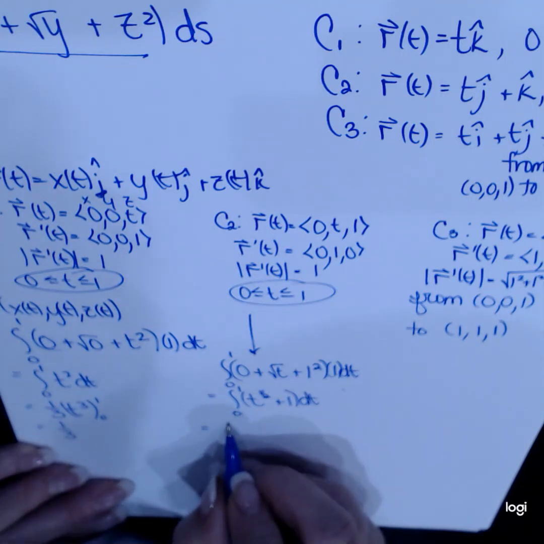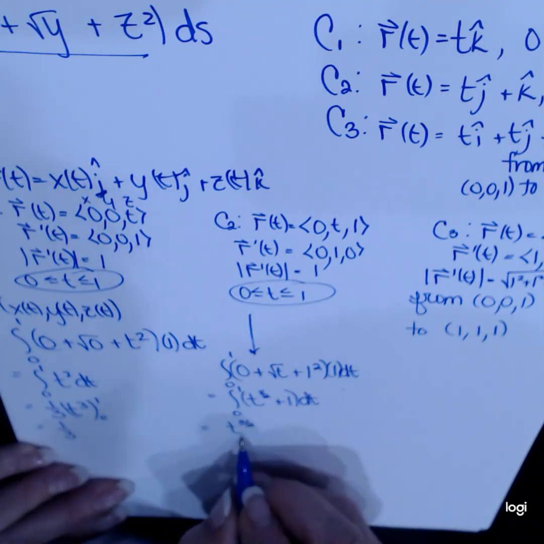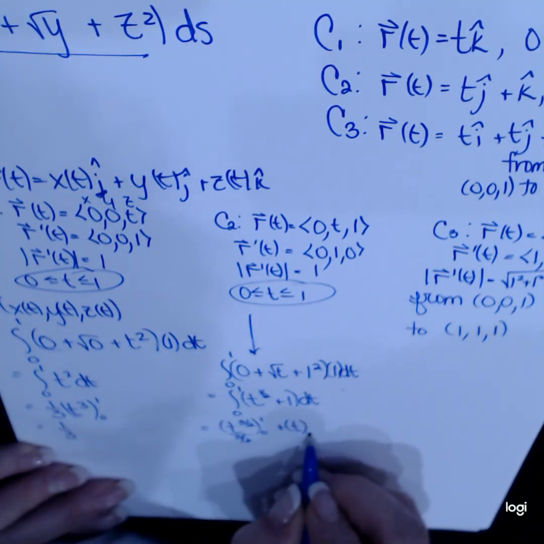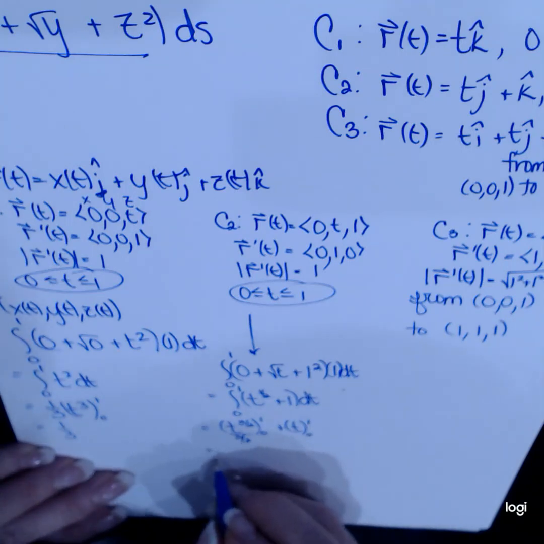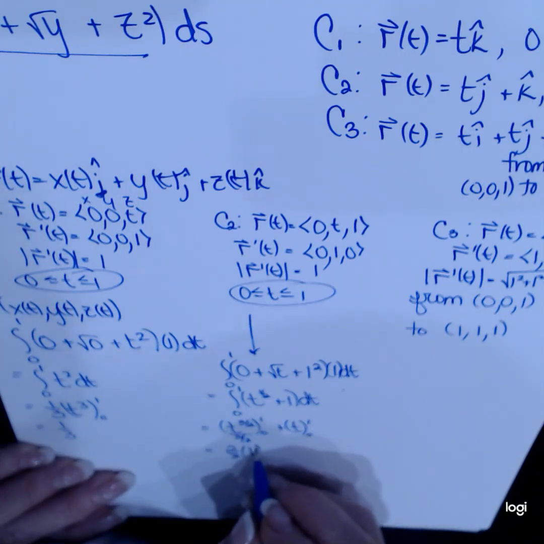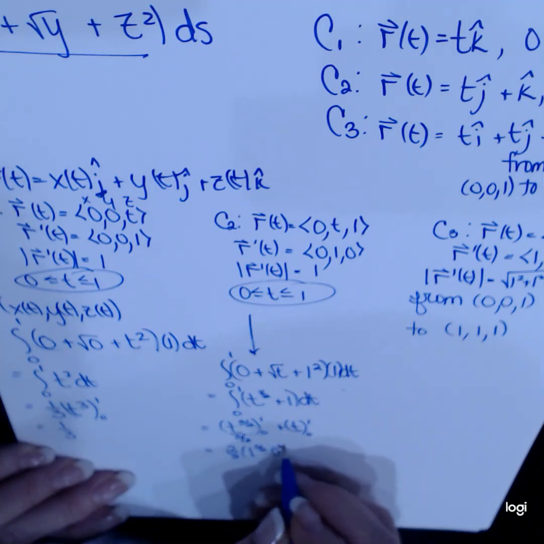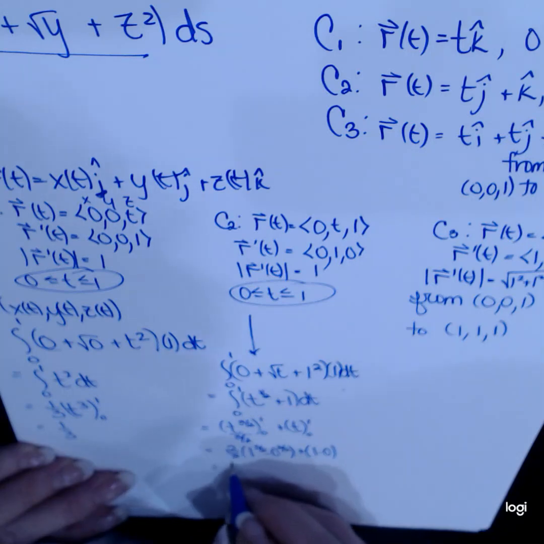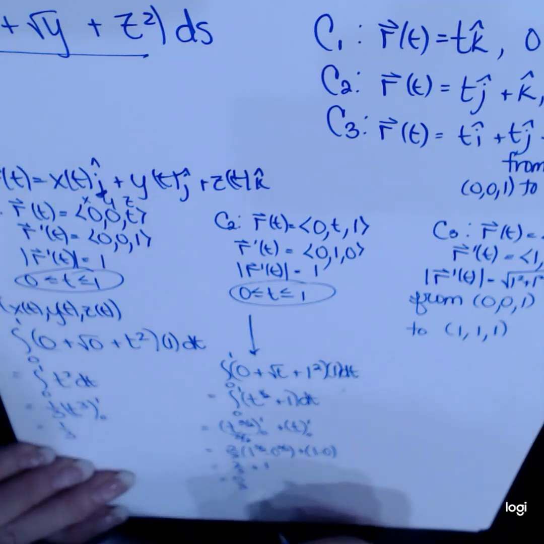And so that's going to give me t to the 3/2 over 3/2, which I'll look at between 0 and 1, plus t, which we can look at between 0 and 1. So that's going to give me 2/3 times 1 to the 3/2 minus 0 to the 3/2, plus 1 minus 0, or 2/3 plus 1, which is going to give me 5/3.